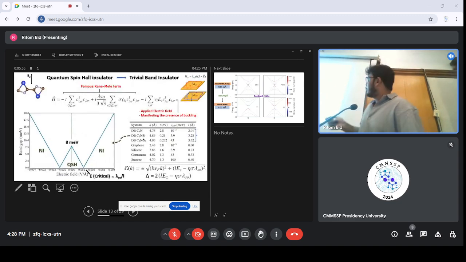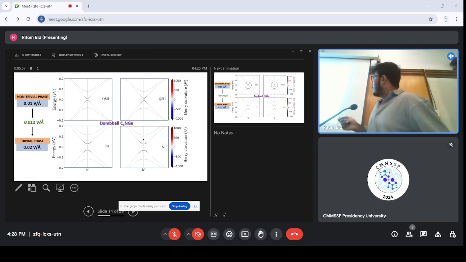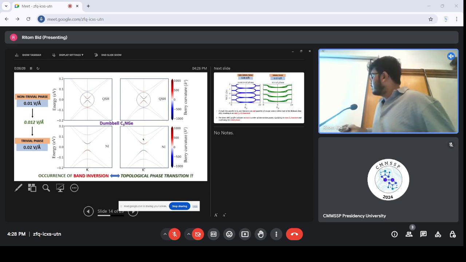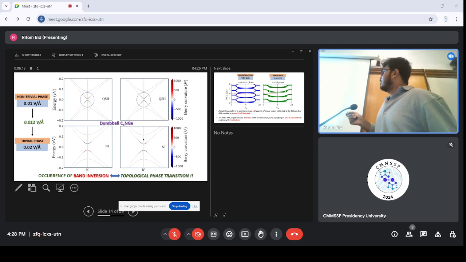So to confirm this topological phase transition, we have plotted the Berry curvature for dumbbell C3 and Ge across the critical electric field. Below the critical electric field, we can see the quantum spin-Hall state. This is the band inversion you can see, and this is the exact topological phase transition we are talking about. This is a signature of topological materials because it shows band inversion. But beyond the critical electric field, it is a normal insulating state. There is no band inversion present. So this is one confirmation.